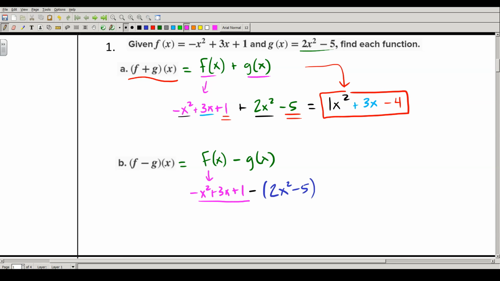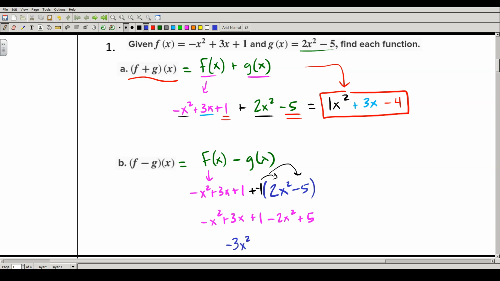So that means I'm going to distribute this whole negative right here. This negative is really like, you could think of it as a plus a negative 1, and it's really going to just change the signs of everything in our g of x function. So we're going to distribute that negative 1. So we can rewrite this function as negative x squared plus 3x plus 1, and then it becomes minus 2x squared plus 5. So we go ahead and reduce that, and our final result here would be negative 3x squared.